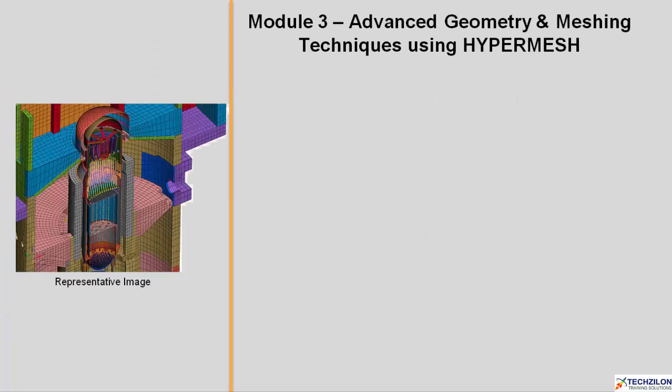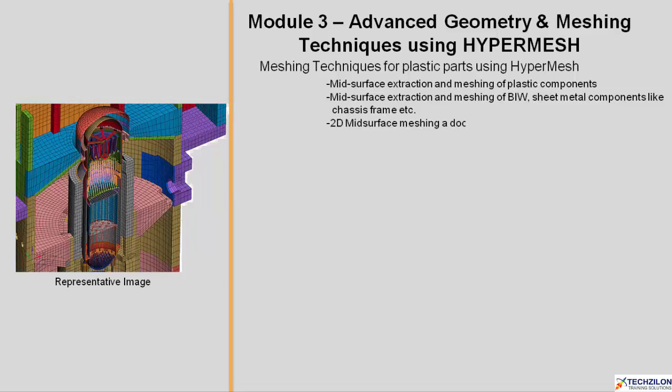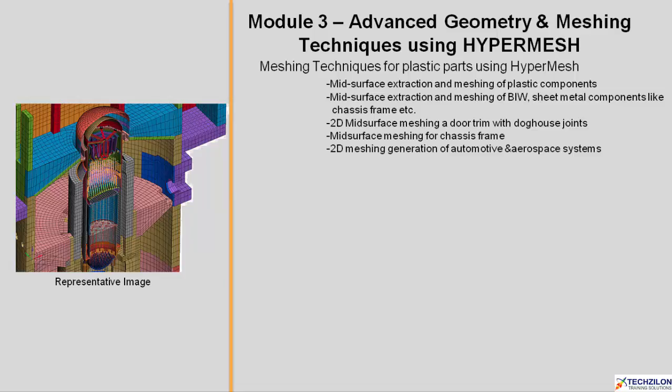Under Module 3, you will learn about the advanced geometry and meshing techniques using HYPERMESH. You will learn about meshing techniques for plastic parts using HYPERMESH, under which we will learn about mid-surface extraction and meshing of plastic components, mid-surface extraction and meshing of BIW sheet metal components like chassis, etc., 2D mid-surface meshing, a door trim with doghouse joints, mid-surface meshing for chassis frame, and 2D mesh generation of automotive and aerospace systems.